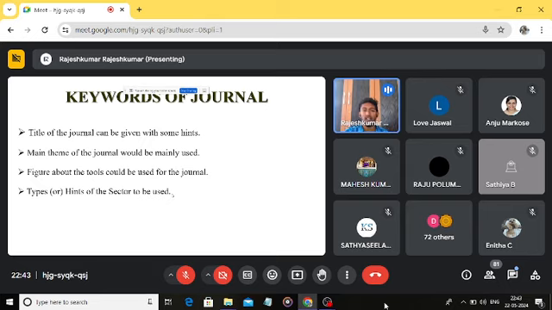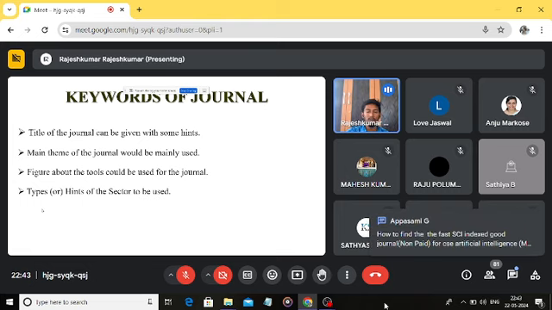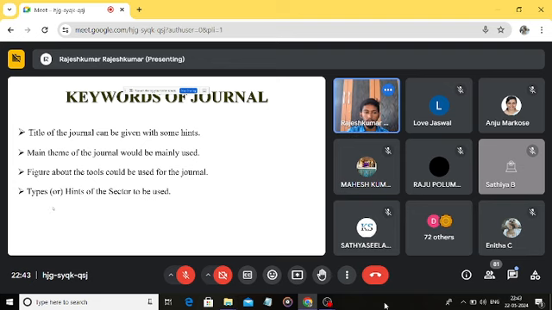If I'm using marketing in the title, I have to give keywords like social media marketing or digital marketing, or impact of social media marketing, impact of digital marketing. I have to give a hint in the keywords related to the title of the journal.